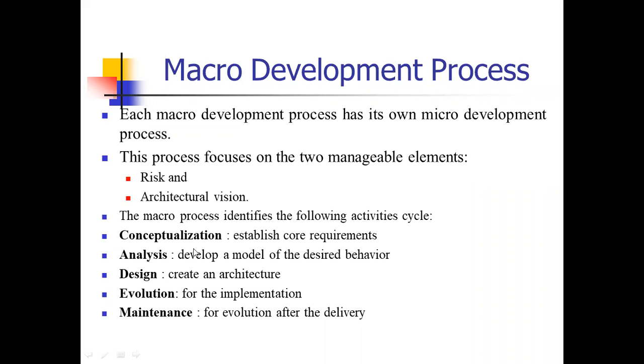So the first step is conceptualization. That means establish core requirements. Here the requirements of the system are identified, goals are set, and prototypes are developed in the first step of conceptualization. And the second step is analysis. In this we have to develop a model of the desired behavior of that development process. That means the description of the problem is given in the analysis phase.